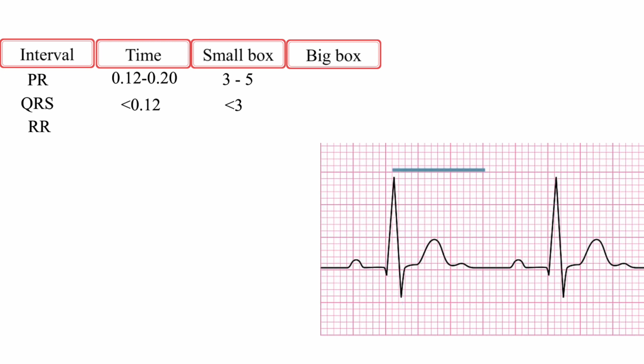A normal RR interval, which is usually used to measure the heart rate, should be between 0.6 seconds to 1 second. Measuring with small pulses, that should be between 15 small pulses to 25 small pulses. Measuring with big pulses, that should be between 3 big pulses to 5 big pulses.